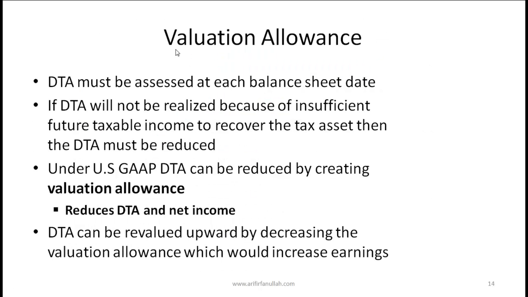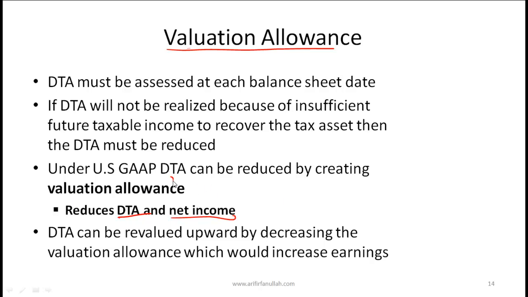So as I said, let's talk about valuation allowance in a little more detail. The DTA, or deferred tax asset, must be assessed at each balance sheet. So now this is according to US GAAP, where valuation allowance is used quite extensively. If the DTA will not be realized because of insufficient future taxable income to recover the tax asset, then the DTA must be reduced. Under US GAAP, DTA can be reduced by creating a valuation allowance. This reduces the DTA and net income.